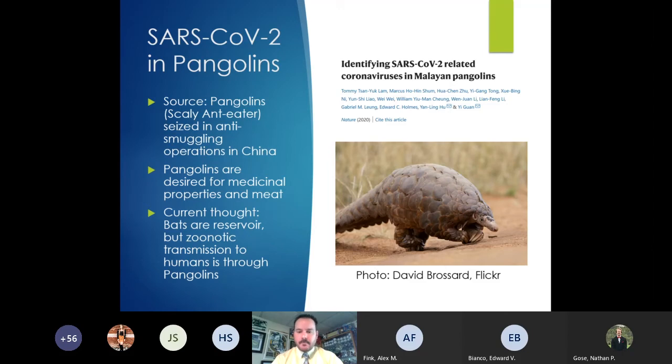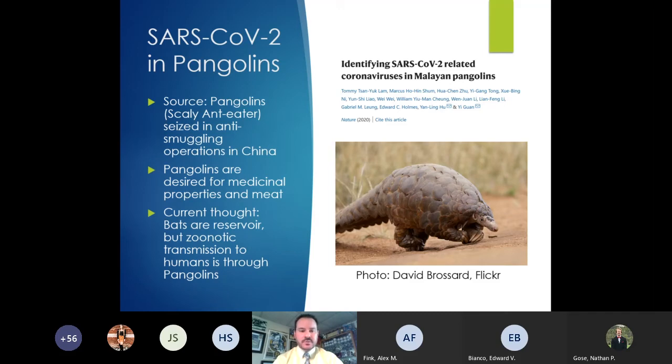So there's more data emerging that potentially these scaly anteaters, as weird as that might be, could be the route of transmission, or the way that the virus emerged from the animals into humans. And so pangolins right now are, at least the data supports, the leading candidate at this point for the animal that ultimately transmits it, potentially from a reservoir in the bat, into humans.